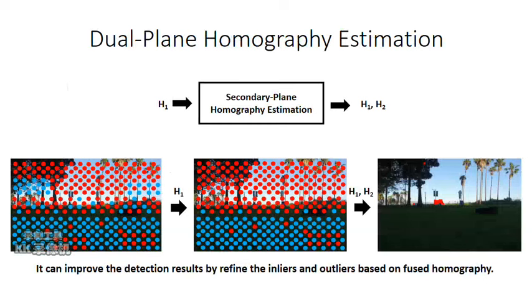Once the fused homography is computed, it's necessary to relabel the inliers and outliers. That is, a point pair will be considered as an outlier if it does not fit the fused homography matrix. After excluding inliers, we perform RANSAC again to find the secondary plane homography for the outliers. This image shows that the motion detection has been improved after relabeling the inliers and outliers.